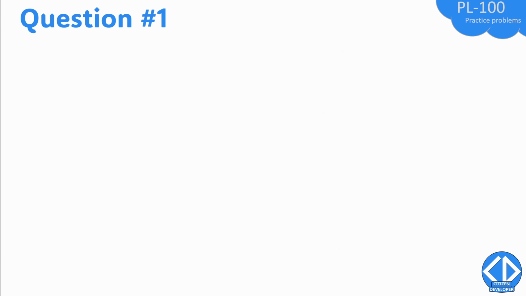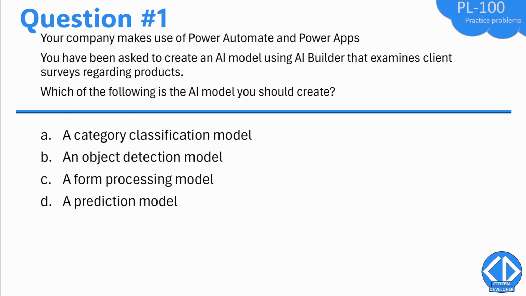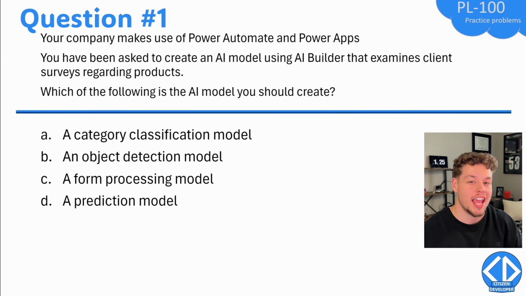So here we are, question one, and question one is going to be, your company makes use of Power Automate and Power Apps. You have been asked to create an AI model using AI Builder that examines client surveys regarding products. Which of the following is the AI model you should create? So this is going to begin to look at the different AI models that Azure AI offers, and this is something you could definitely get asked on your exam, so let's go ahead and work through these.